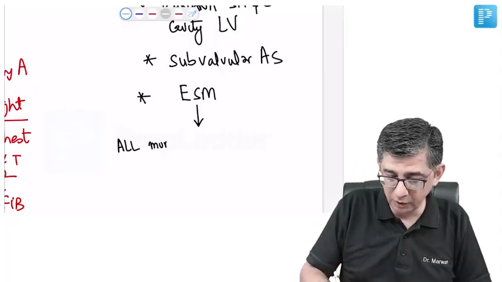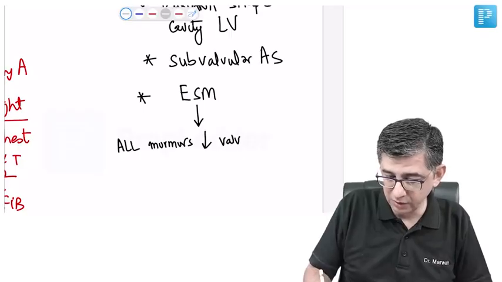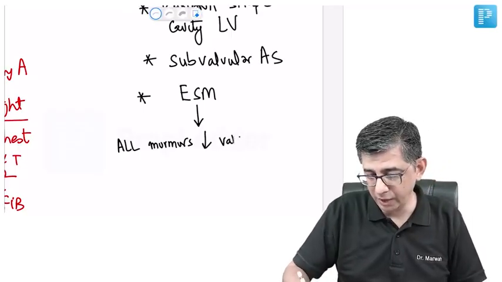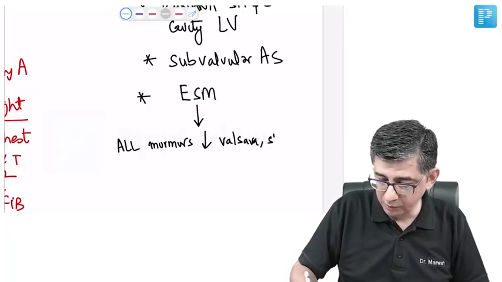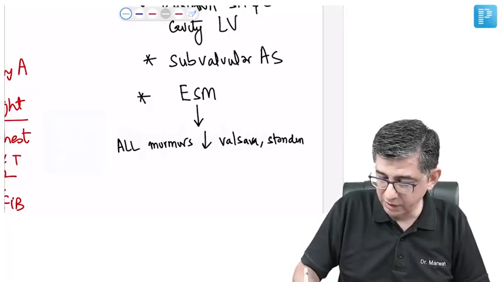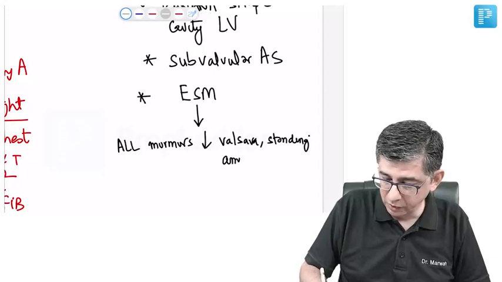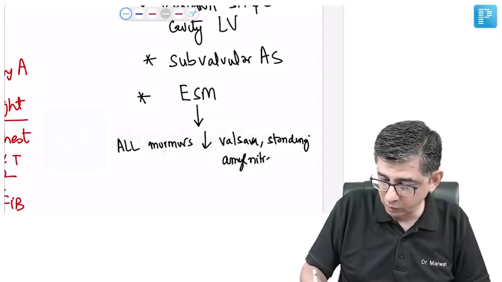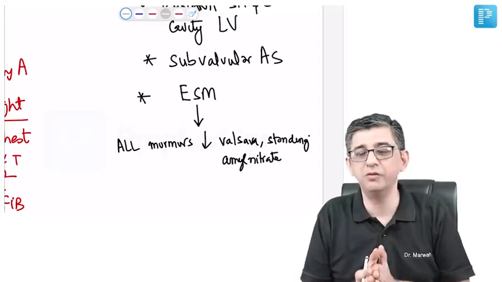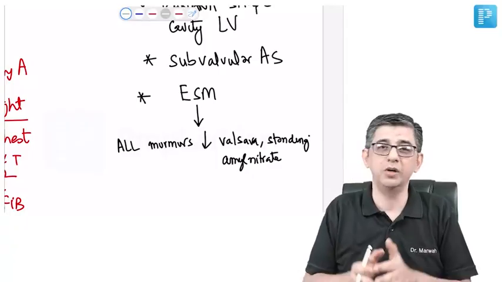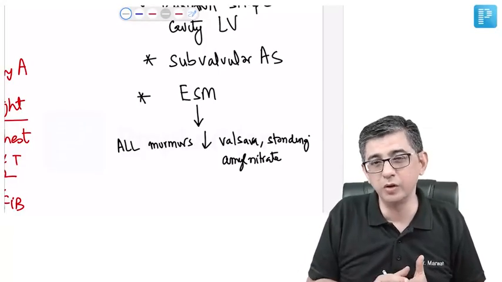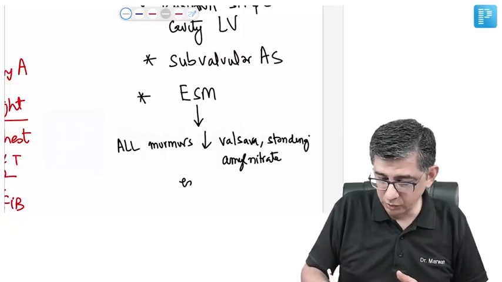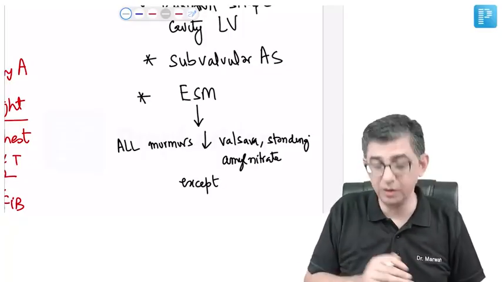The statement of mine is that all murmurs tend to decrease with Valsalva and with standing and with amyl nitrate, and the logic behind that is that with respect to all of them, there would be a decrease in the venous return of the heart. Because of the decrease in the venous return, if the blood coming into the heart is lesser, the output would also be lesser. But there is an exception to the rule, and the exception is what is to be understood.